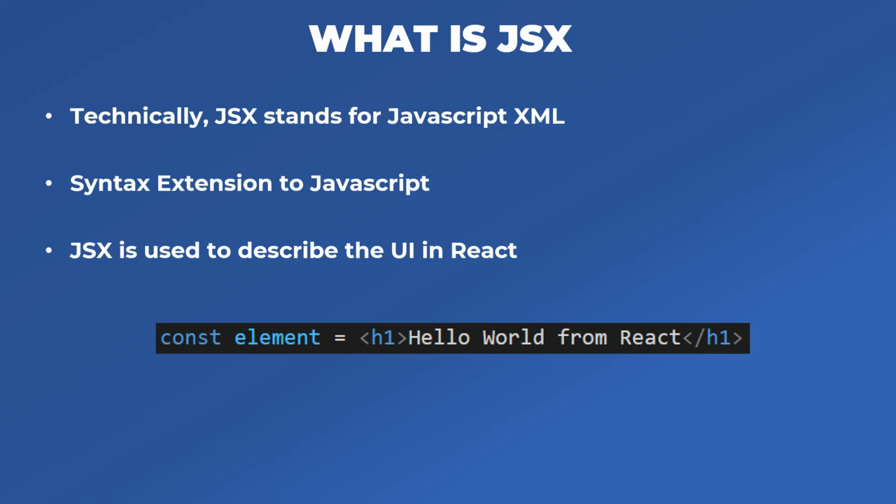You have a constant called element and it contains an HTML tag with a simple message, hello world from React. This is a complete JSX in itself. The philosophy behind React is that the rendering logic, meaning the presentation logic or what you see on the screen, is tightly coupled with other UI logic such as handling events, preparing data for display, and so on. Therefore, React provides separation of concerns with loosely coupled units, also known as components.